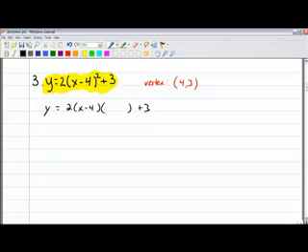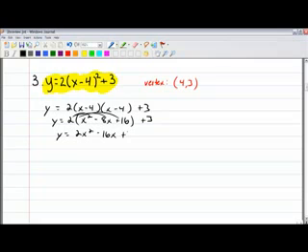So we're going to expand this out. (x minus 4)(x minus 4). So (x minus 4) squared, you know, is x squared minus 8x plus 16, because that's a minus 4 times a minus 4. We will now distribute 2 through. 2x squared minus 16x plus 32 plus 3. Combine like terms. 2x squared minus 16x plus 35. Alright, now you're looking at standard form.